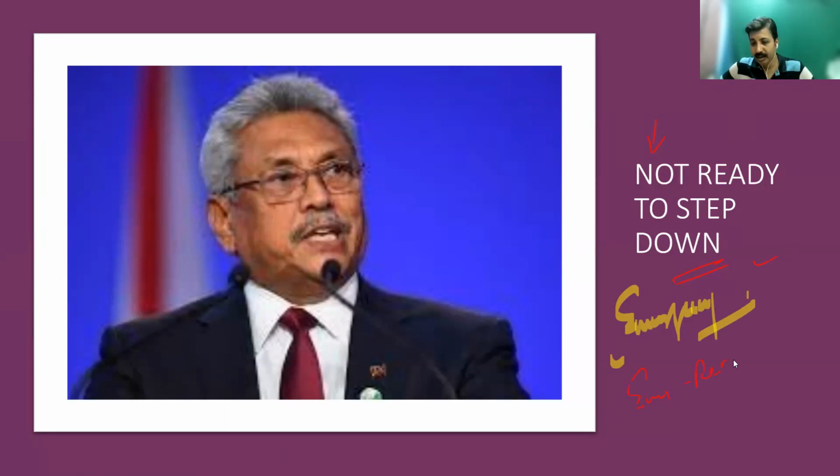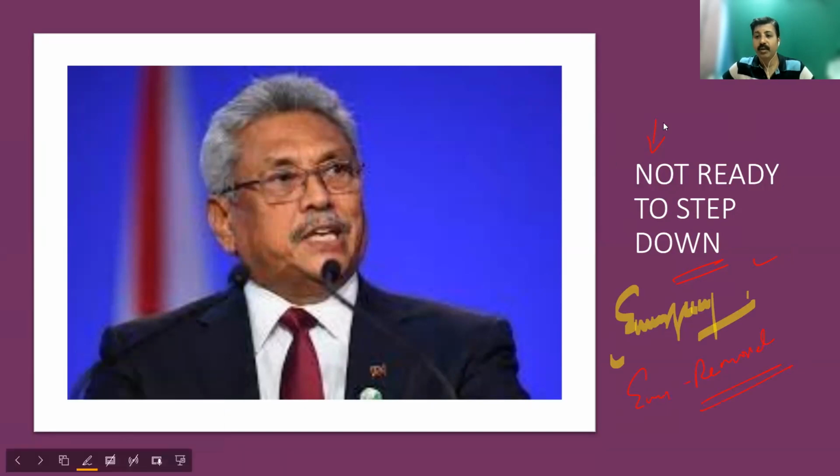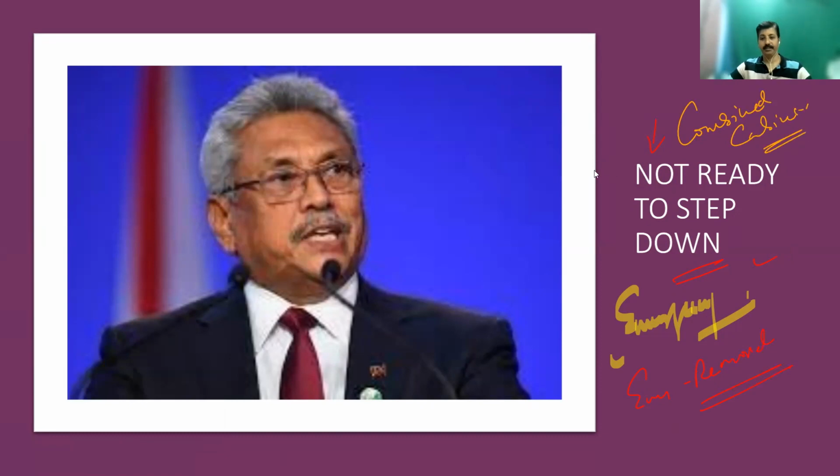Emergency removed. Okay. And instead of that, what has he offered? He offered a combined cabinet, joining the ruling party plus the opposition party. Both the ruling party and the opposition party would join together. They want to form the government, and they will take care of the entire crisis. But that was completely rejected by the opposition party.